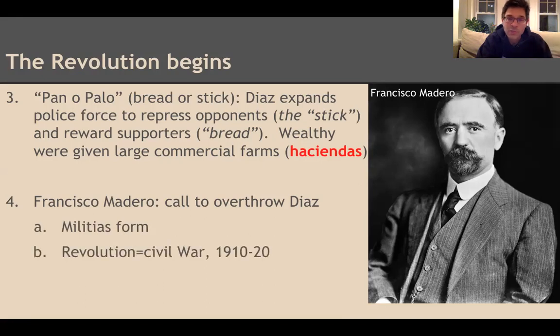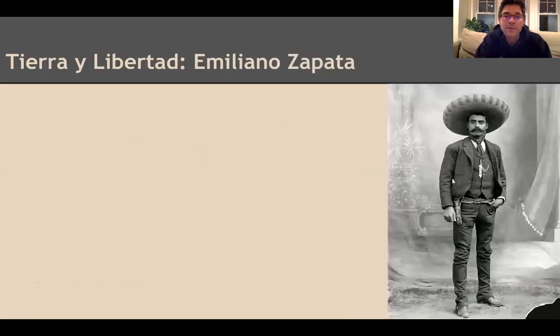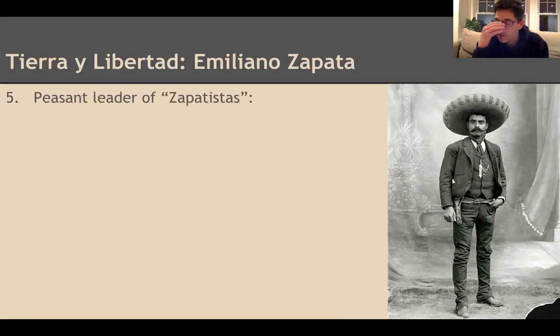A bunch of militias are formed, not just one, and the revolution begins in earnest. Diaz has the wisdom to step down, although recall he'd been in power since 1876. A couple key figures to know. One is Emiliano Zapata. Again, the Zapatistas took their name from Emiliano Zapata. They would call themselves the Zapatistas back in the early 20th century, just as they do in the 1990s, up until to this day. His major call was for Tierra y Libertad, land and liberty.